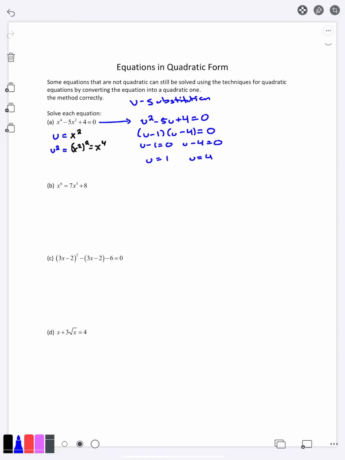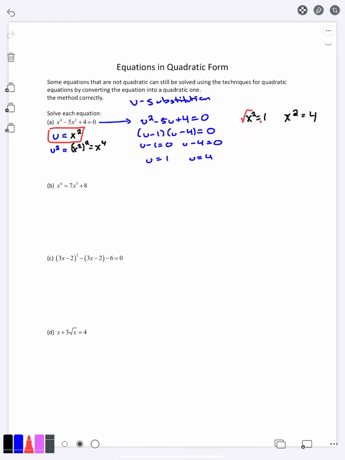But you don't want to circle those, they're not your answer, because in the original problem there was no u. So if you tell a person what u is, they're not going to know what you're talking about because there was no u there. So you need to tell them what x is, so you need to go backwards now. And we use the fact that u is the same thing as x squared. So then u being 1 is the same as x squared being 1. And u being 4 is the same as x squared being 4.